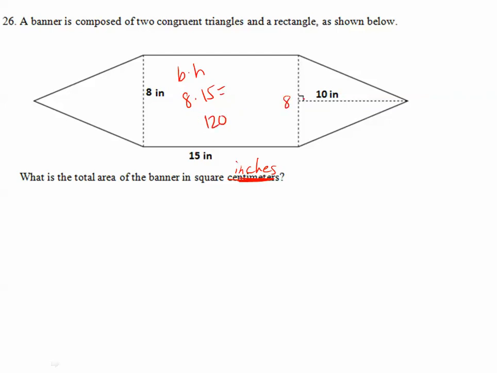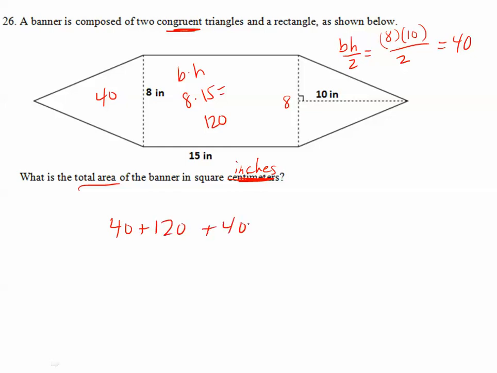This is 8 also. Then I need to find the area of my two triangles, which is base times height divided by 2. So that's 8 times 10 divided by 2. So that's 40. And since they're congruent triangles, this one is also 40. And then to find the total area, I simply add 40 plus 120 plus 40, and I get 200 inches squared.